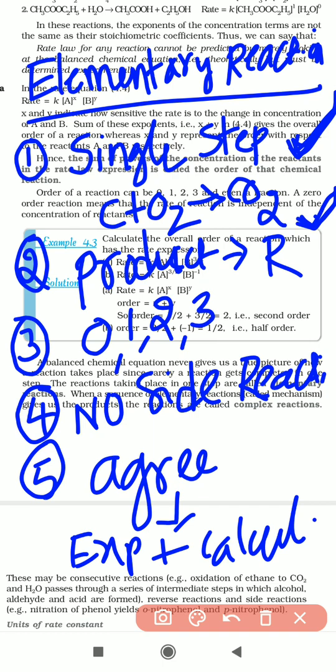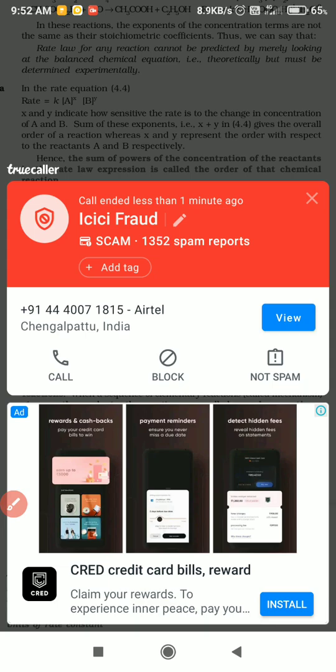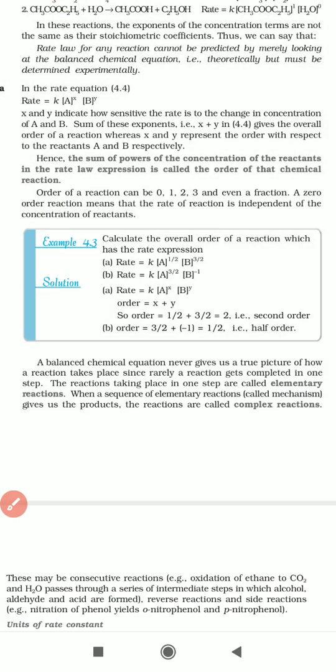Next, the overall order of the reaction will lie from 0, 1, 2, 3. That means zero order, first order, second order will be present there. Sorry for that. So experimental values and calculated values both agree. So these are simple order reactions.